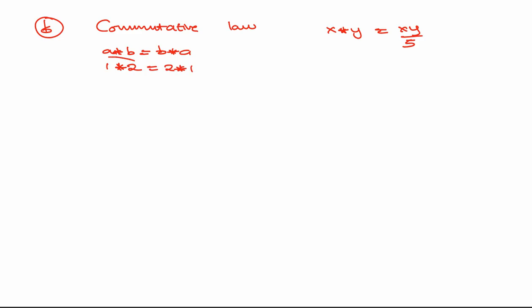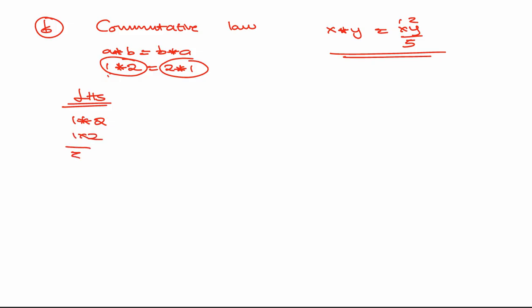So I'm going to test this and this in this expression. Let's start with this to be our left hand side. Let's test 1 star 2. In this expression, that means this will become 1 and this will become 2. So I'm going to say 1 times 2 over 5, we get 2 over 5.